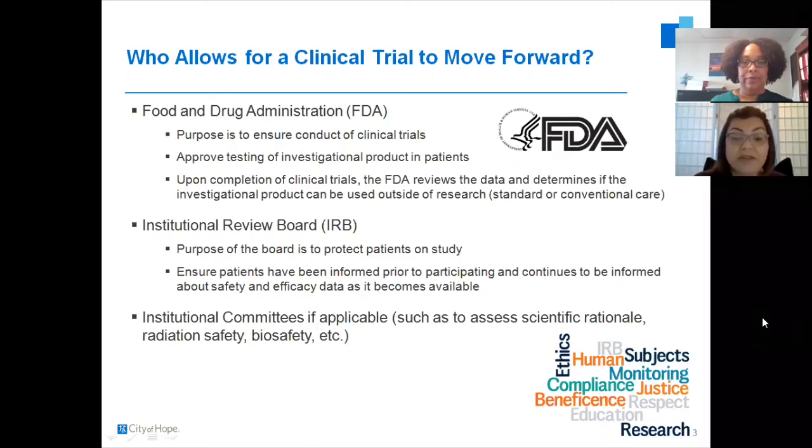Next, we have the Institutional Review Board. The purpose of the board is to protect patients on the study. They ensure patients have sufficient information prior to the participation and continue to be informed throughout the duration of the study. Institutional committees, if applicable, such as assessing clinical rationale, radiation safety committees, and biosafety committees. And the institutional committees are only applicable if the study design requires such assessments.